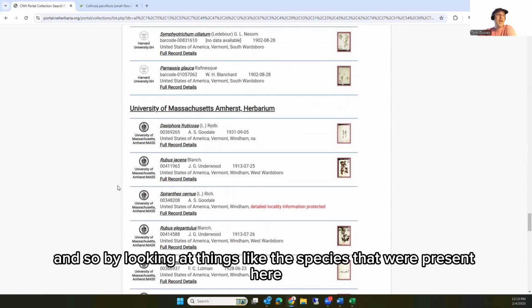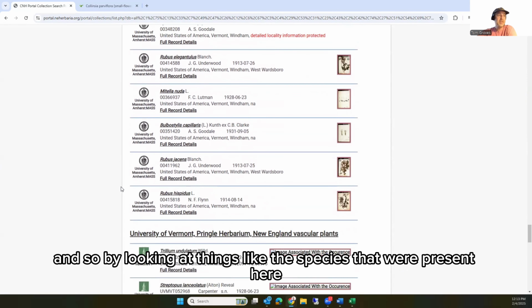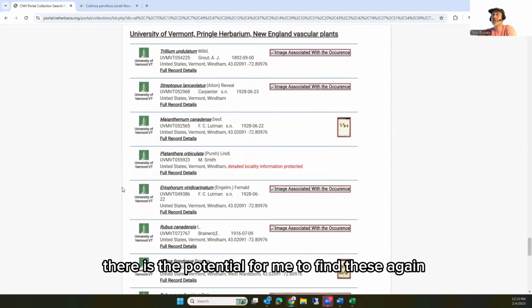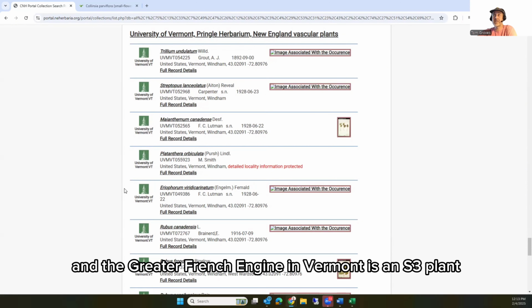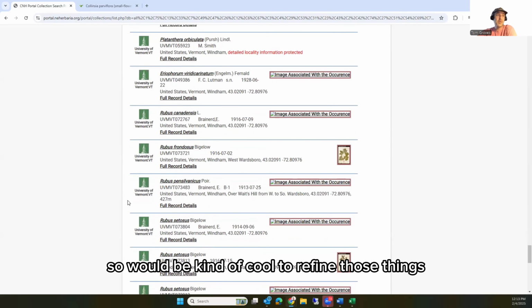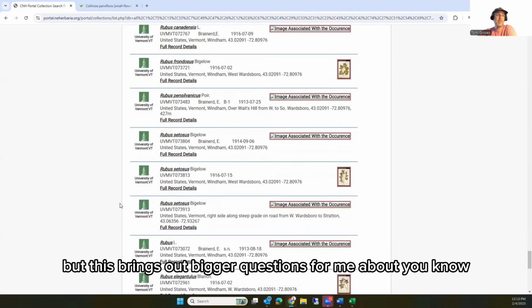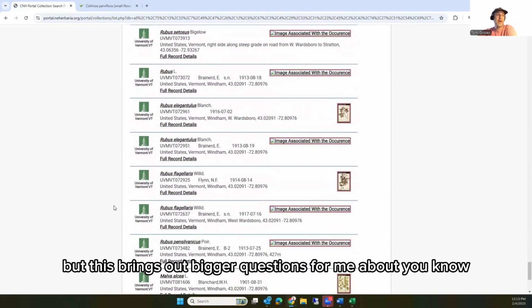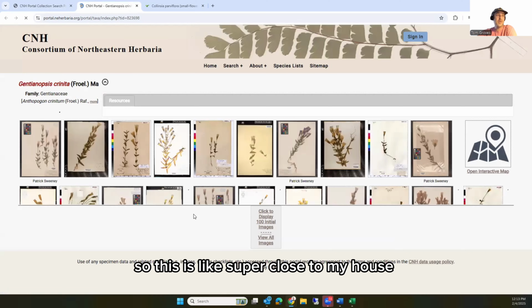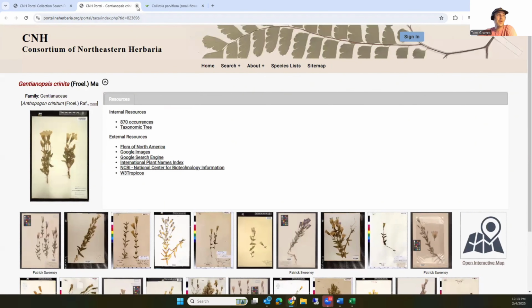By looking at the species that were present here over 100 years ago, I know that when I go out in the woods, there is the potential for me to find these again. The greater fringed gentian in Vermont is an S3 plant, so it's uncommon. It would be kind of cool to refine those things. But this brings up bigger questions for me. Here it is, Gentianopsis crinita. This is super close to my house.